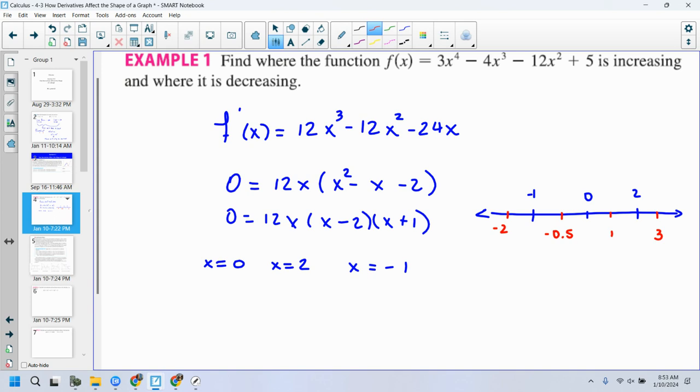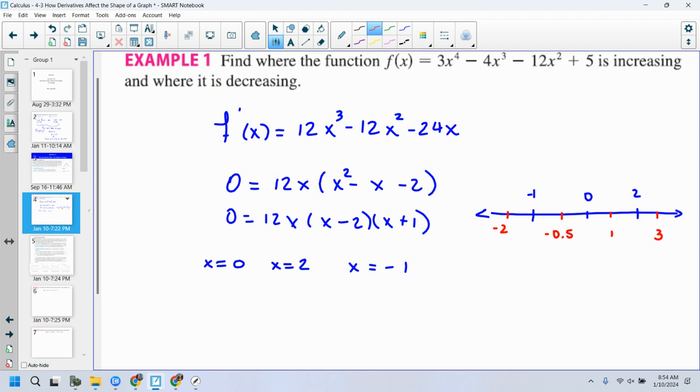It doesn't matter what we pick in between there because everything in between -1 and 0 is going to stay what it is, right? Essentially, -0.5 and -0.25 are going to tell me the exact same thing. If I pick 1 or 1.5 or 1.75, it's going to tell me the exact same thing, because if one of them shows increasing, they'll all show increasing. If one of them shows decreasing, they'll all show decreasing. The same is true for anything that I pick between 0 and 2.